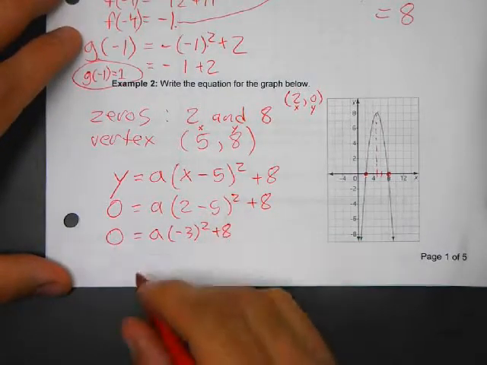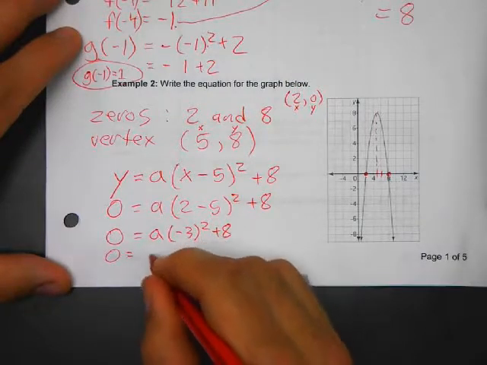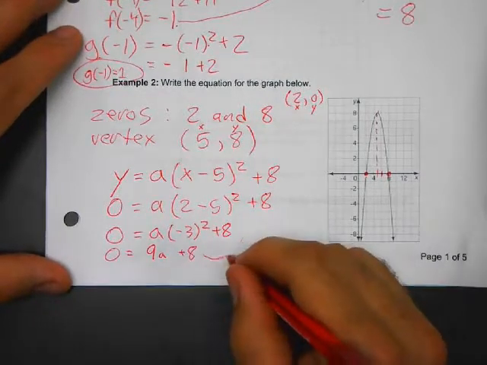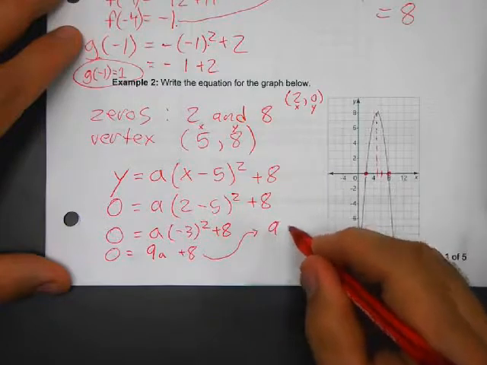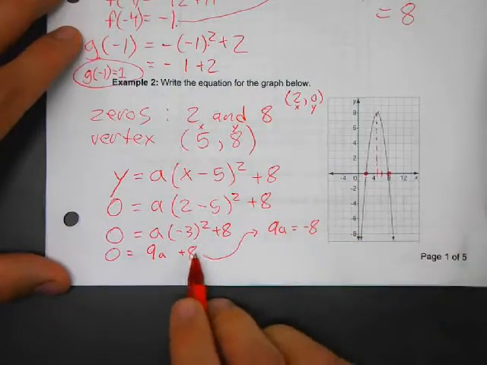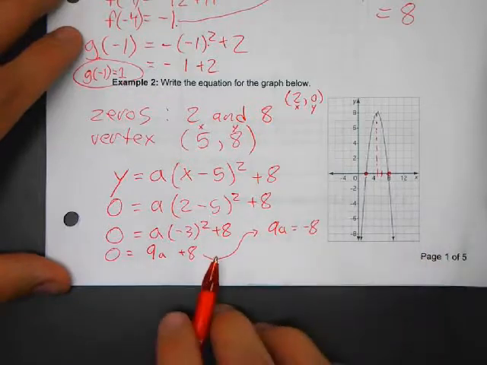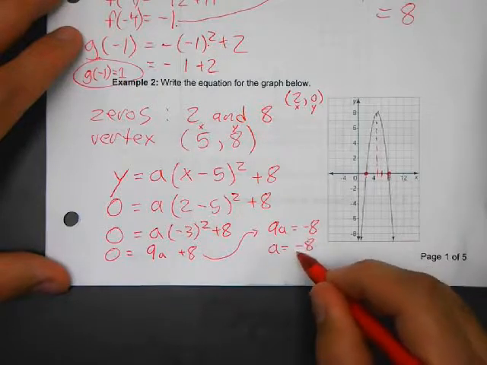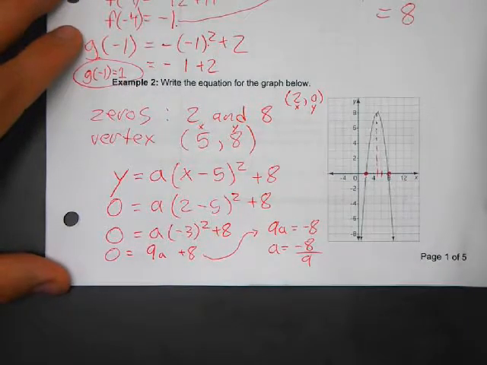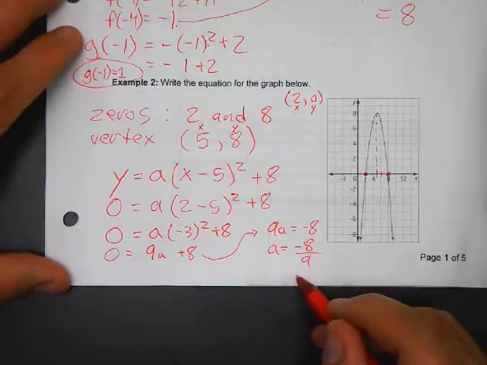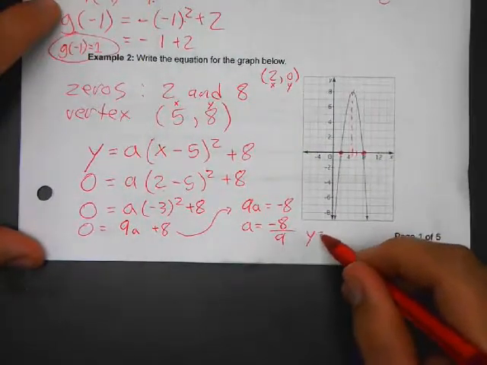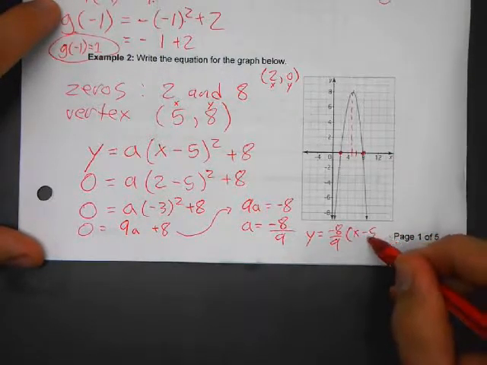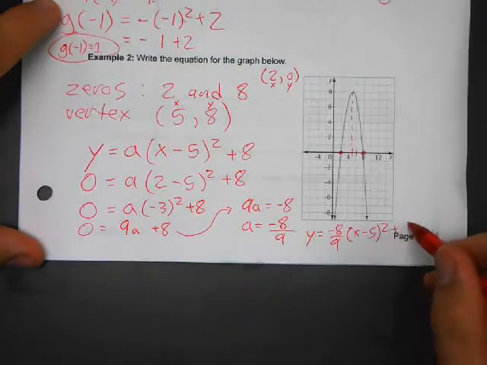Okay, so I'm going to get 0 equals 9A plus 8. So you're going to get 9A equals negative 8, because we moved the 8 to the other side. And I wrote it down the opposite way around. And then we get A is equal to negative 8 over 9. Okay, so there's our A value. When you want to write your final answer now for the equation, it's y equals negative 8 over 9, x minus 5, all squared, plus 8.